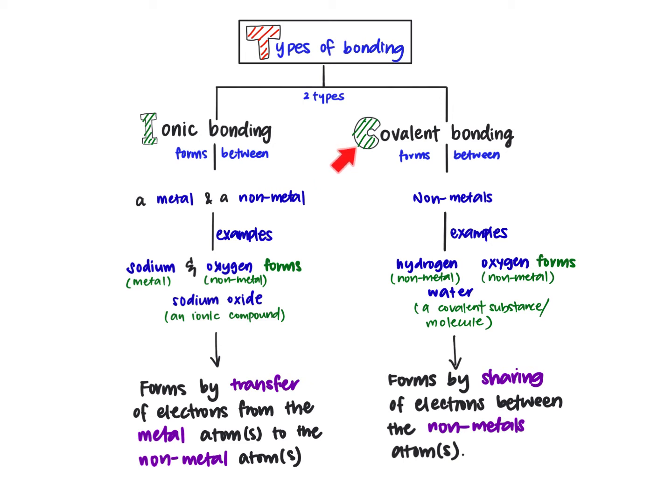The next one is a covalent bond, which is formed between non-metals. So for example, when water is formed between hydrogen and oxygen, both of which are non-metals, it is formed by sharing of electrons between the non-metal atoms.